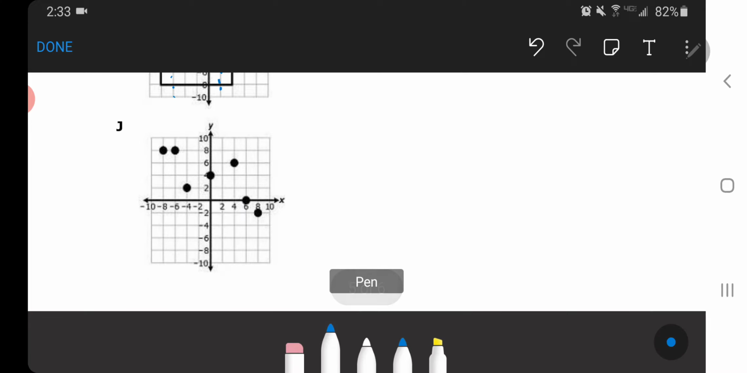Well, at least one answer choice, and hopefully this one is the function. But if I draw a vertical line here, I only hit it once. Same thing, hit it once, hit it once, hit it once, once again. I'm drawing all these vertical lines. No matter how many I draw, I'm only going to hit my graph once. So this one is the function.